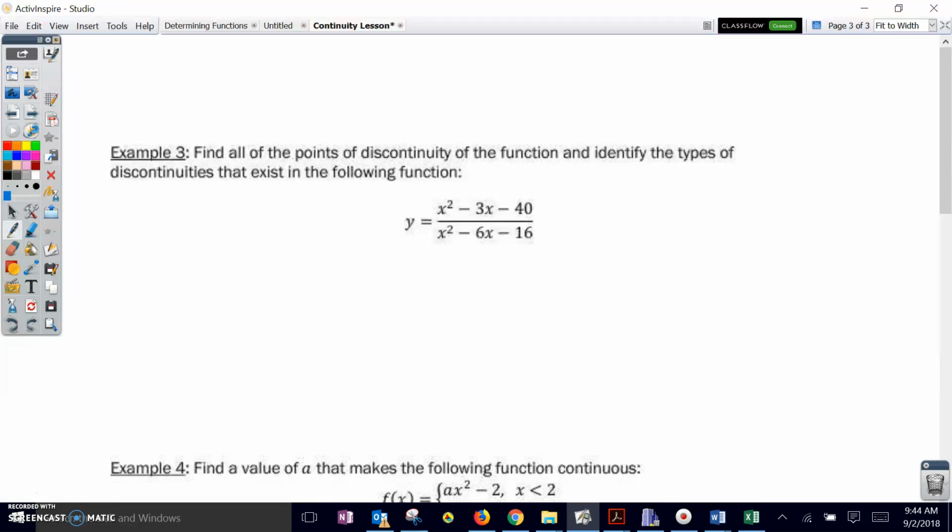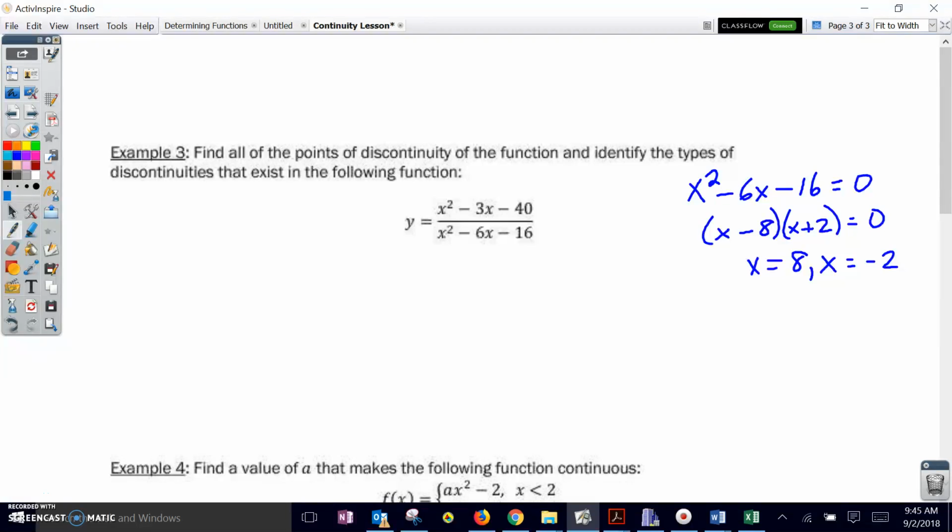In example 3 here, we're going to find all the points of discontinuity of the function and identify the types of discontinuities. Now we'll start out in the same way that we did when we were just looking for asymptotes. So we'll take that denominator and set it equal to 0 and solve for x, because that will give us all of our candidates for where discontinuities can exist. And we find that that is at x equals 8 and x equals -2.